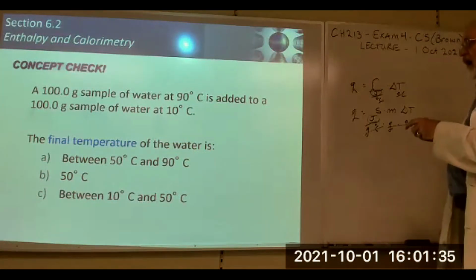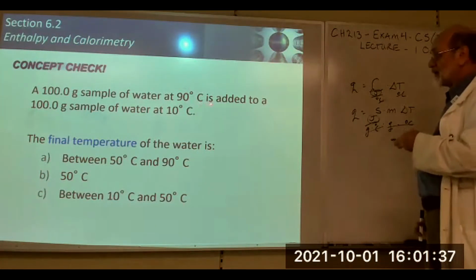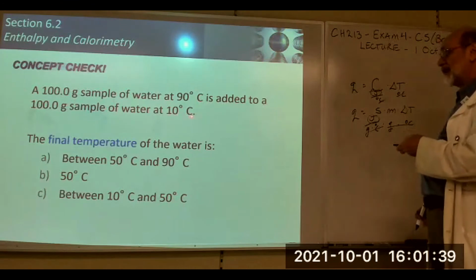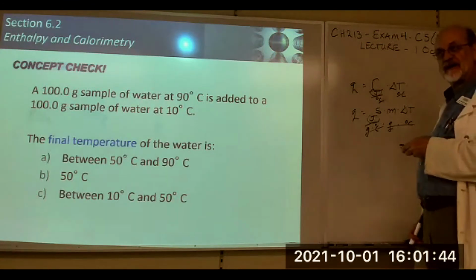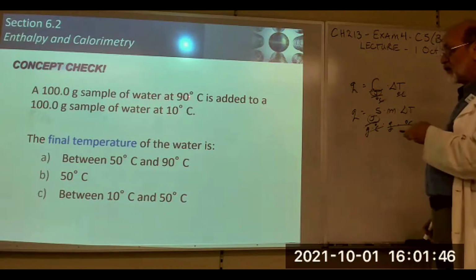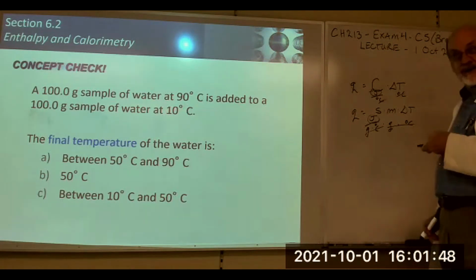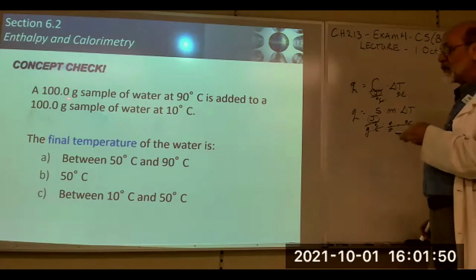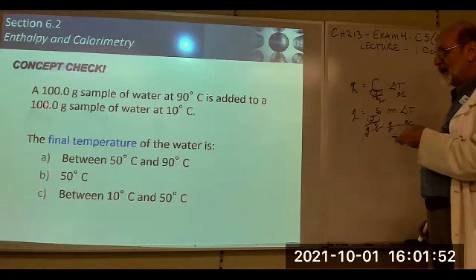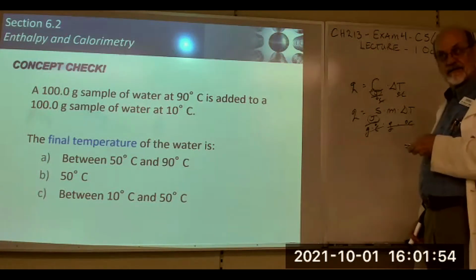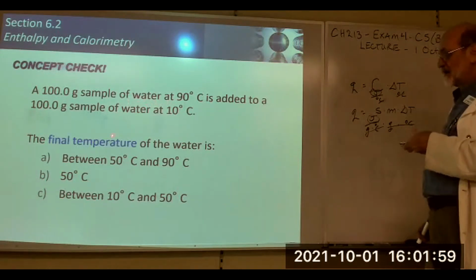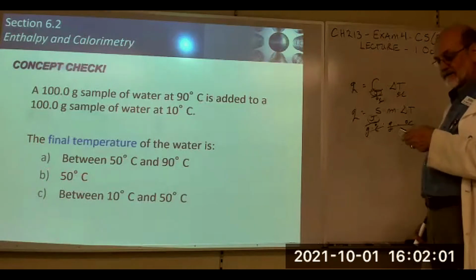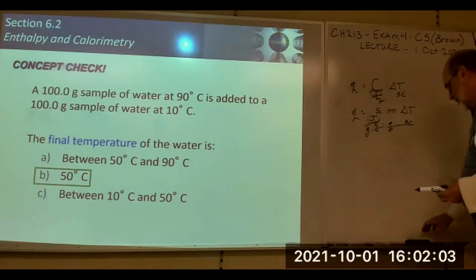Okay. A 100 gram sample of water at 90 degrees is added to a 100 gram sample of water at 10 degrees. So what's the temperature going to be? This one will go lower, this one will go higher, right, when you mix them together. Since they're equal masses, they should meet in the middle, correct? So 90 plus 10 is 100, divided by 2 is 50. It should be exactly 50 degrees. That's an easy one.